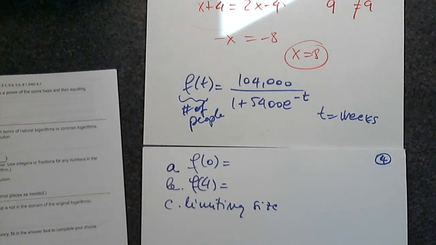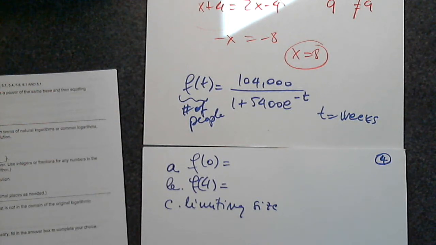The top is 104,000. Since it's only one number, it does not need parentheses. Divided by, in parentheses, 1 plus 5,400 times e to negative x. E to negative x, in parentheses, please, negative x. Close the parenthesis and then close the parenthesis for the denominator.